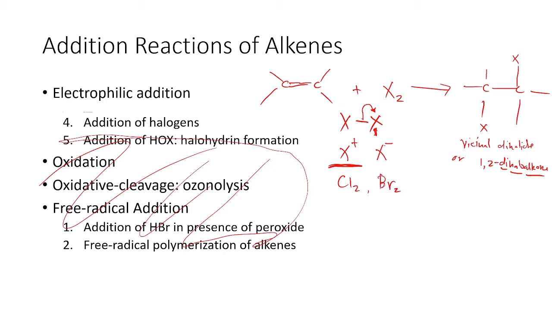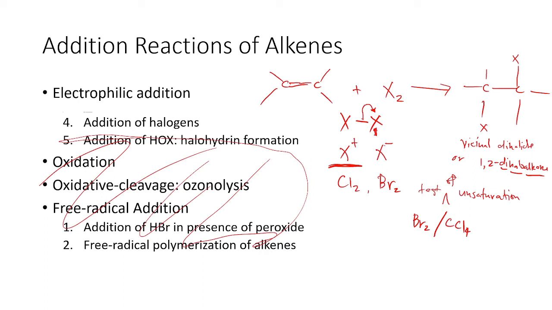So actually, class, when we talk about addition of halogens, this addition of halogens actually is an important test for the presence of unsaturation. By test of unsaturation, we can actually use our bromine, which is dissolved in carbon tetrachloride.